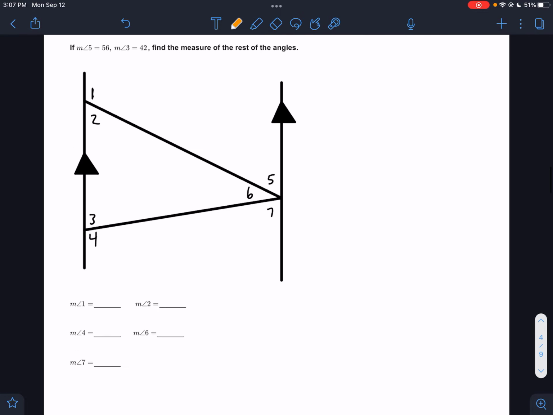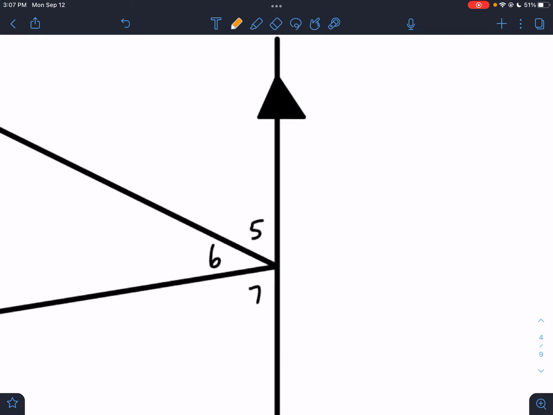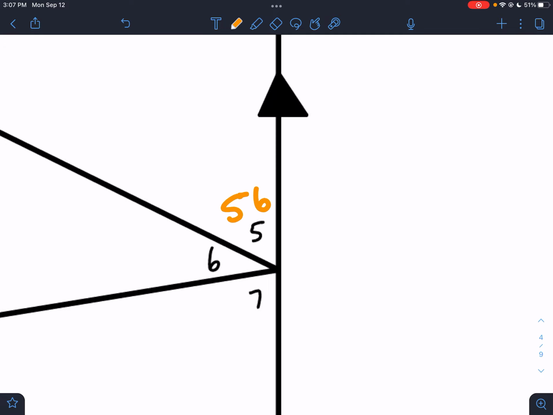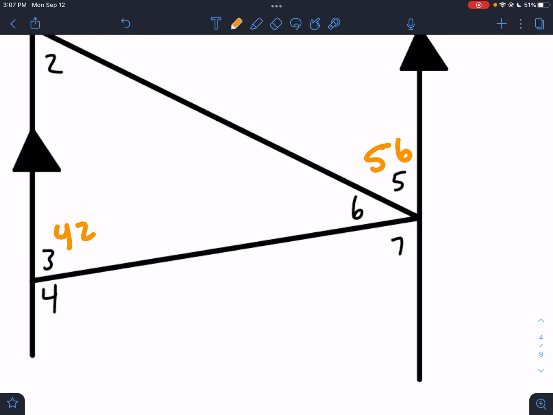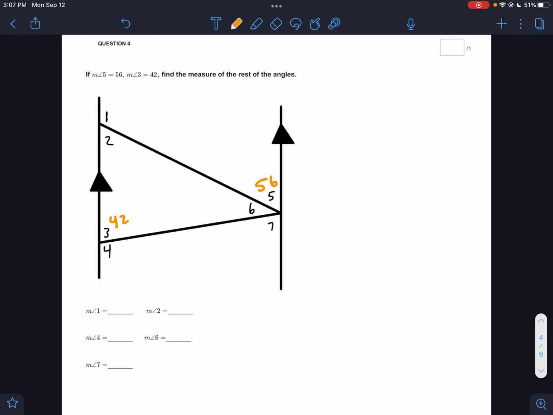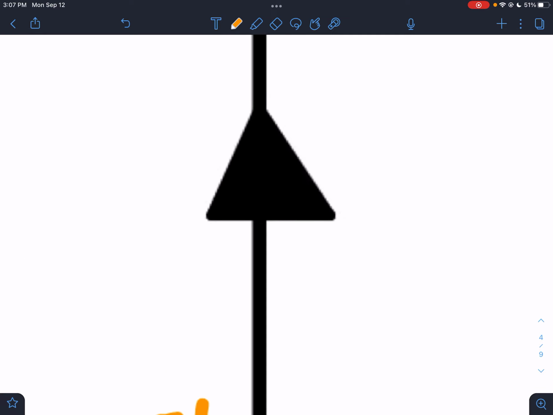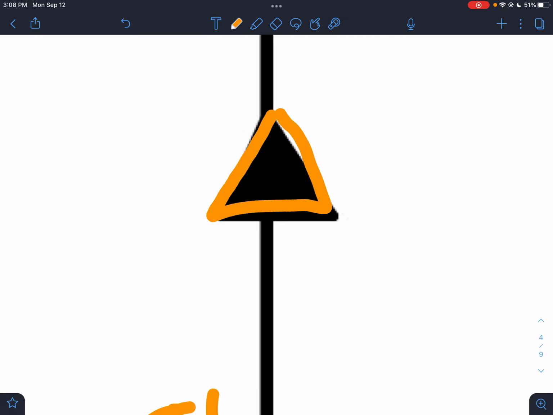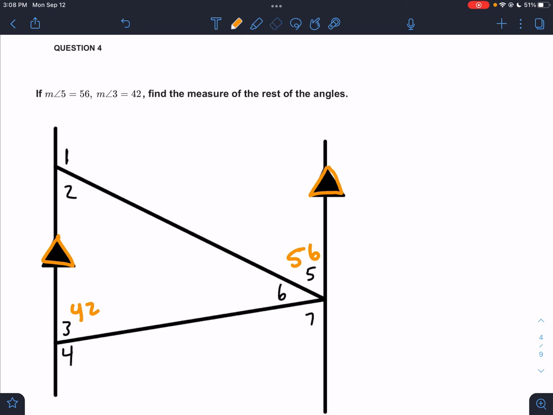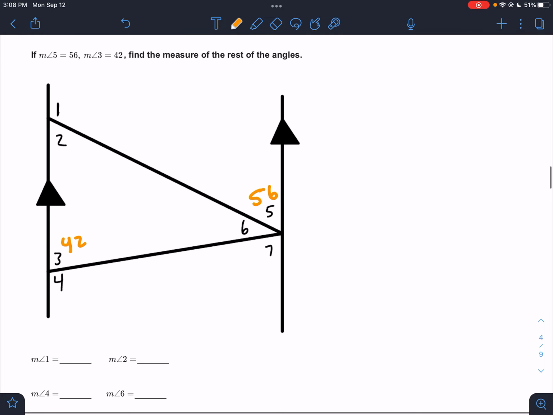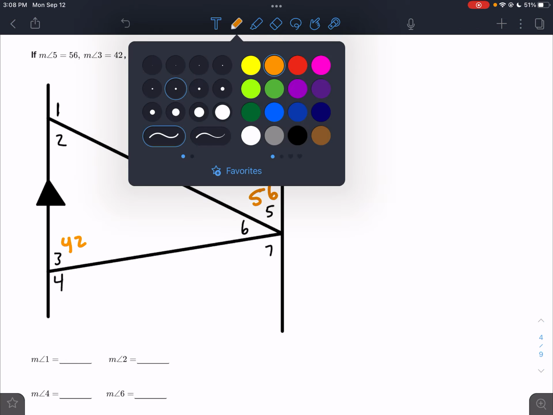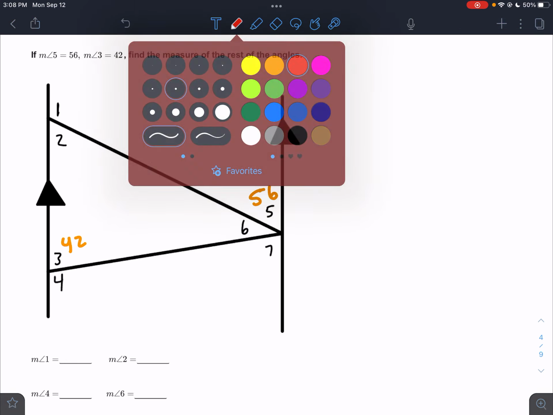All right, same picture. It says the measure of angle 5 equals 56. The measure of angle 3 equals 42. So 56 and 42. Find the measure of the rest of the angles. These arrows, if you see arrows like this on lines, it indicates that they go the same direction. If they go the same direction, we know that they're parallel. So we do know they're parallel. We're gonna have to use parallel properties.